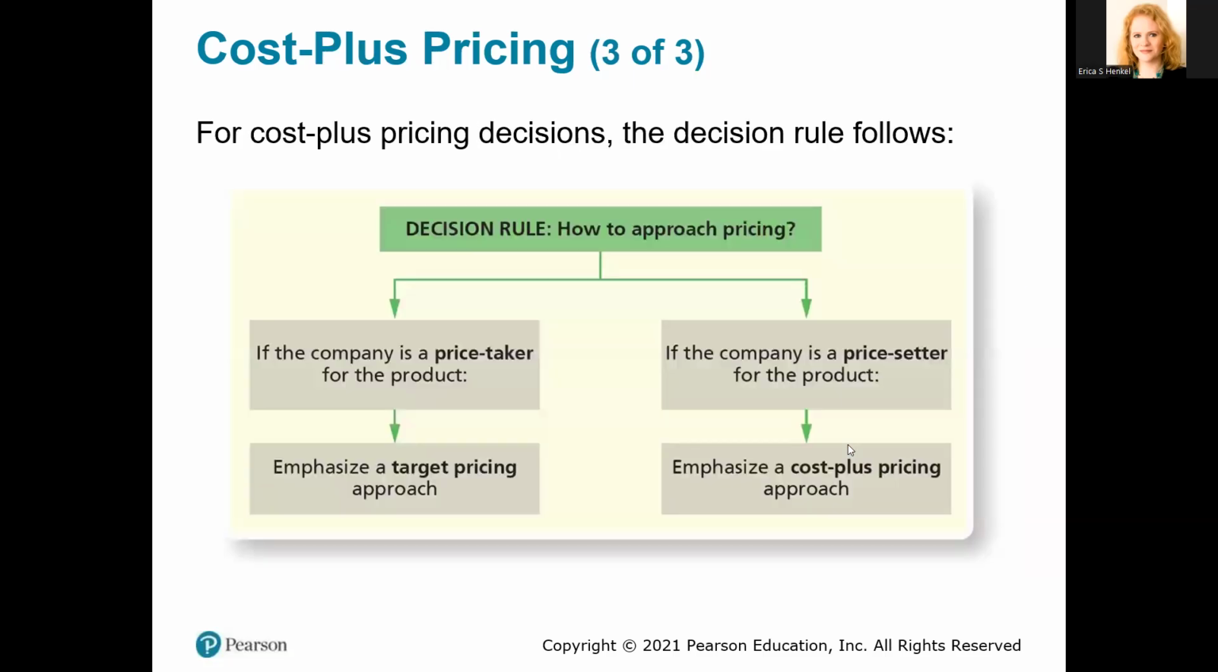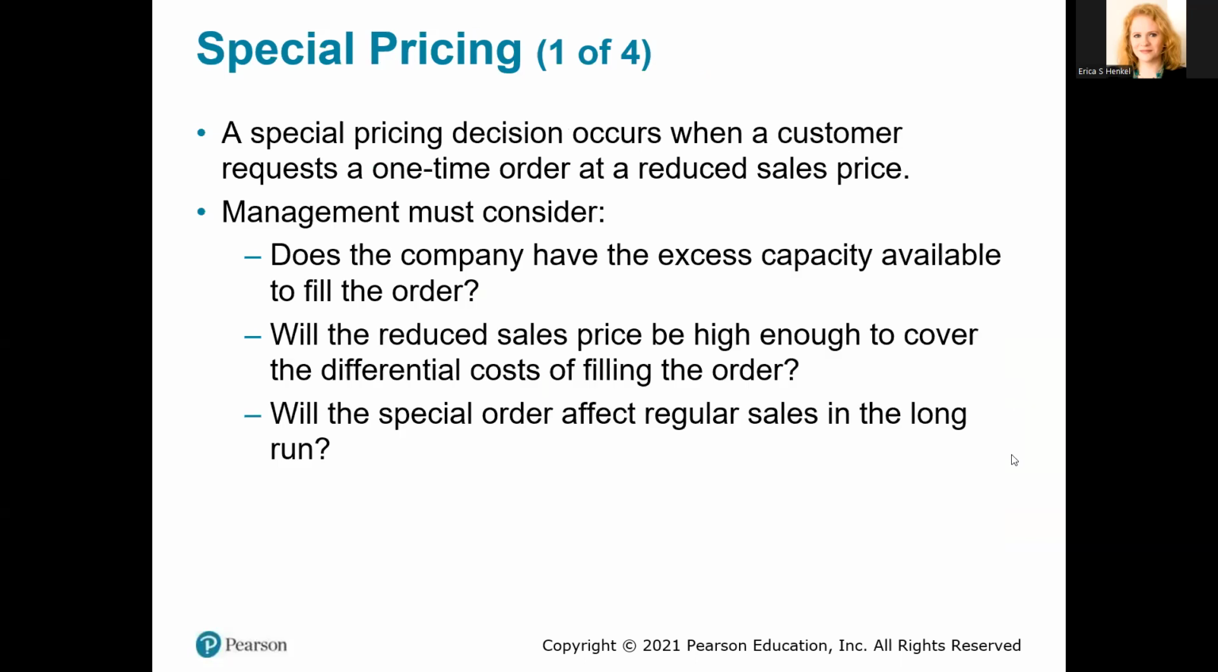All right, so the decision rule for pricing is if a company is a price taker for the product, they need to use a target pricing approach. If they're a price setter, then they would typically use a cost plus pricing approach.